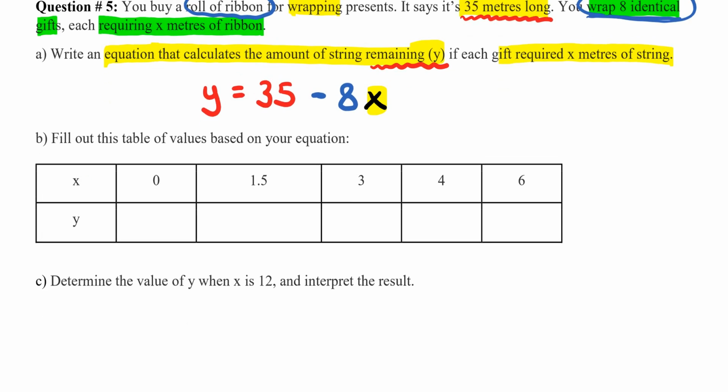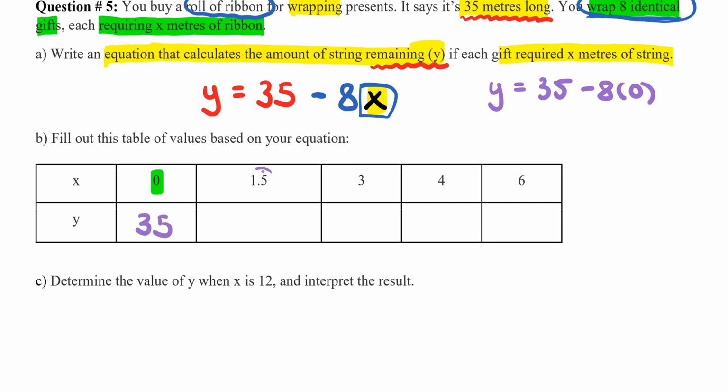Part B is fill the table of values based on your equation, alright? Okay, so the first X value is 0. What that means is this X value is going to be 0, right? So if I do some side calculations here in purple, it's going to be y equals 35 minus 8 times 0, which gives me 35.